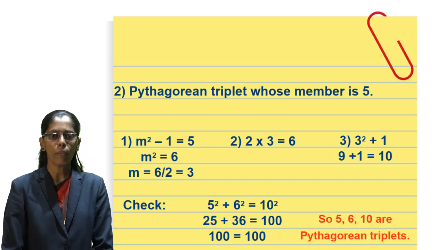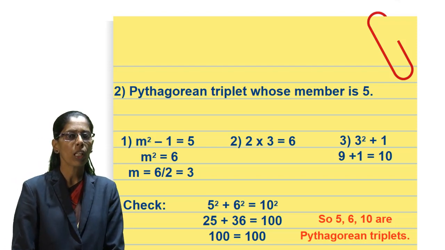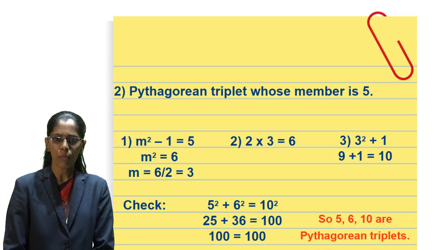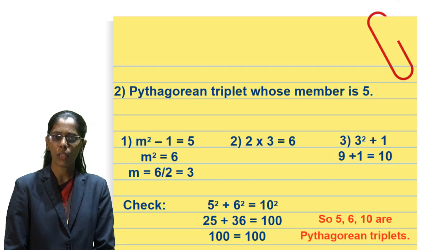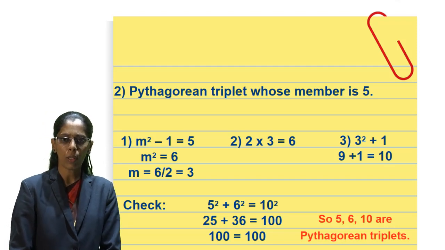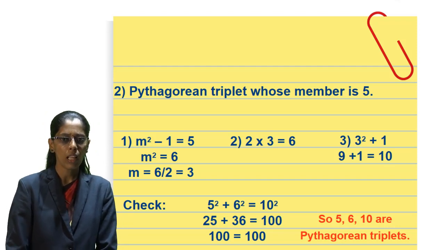Second member 2m, that means 2 multiplied by 3 is equal to 6, and last m square plus 1, the square of 3 is equal to 9 plus 1 is equal to 10. Here also we get one more Pythagorean triplet, that is 5, 6 and 10.